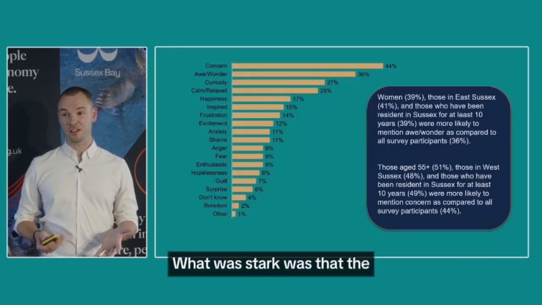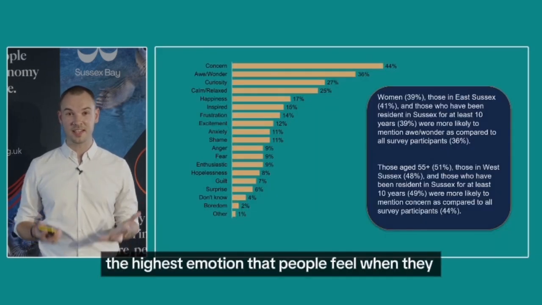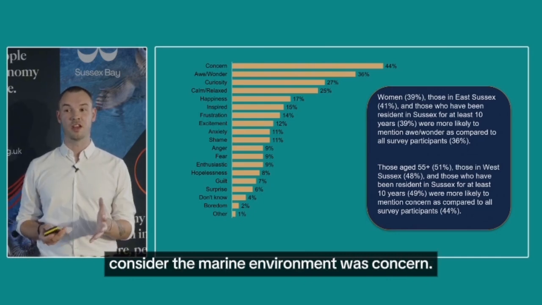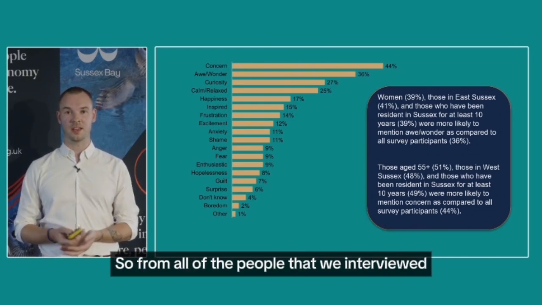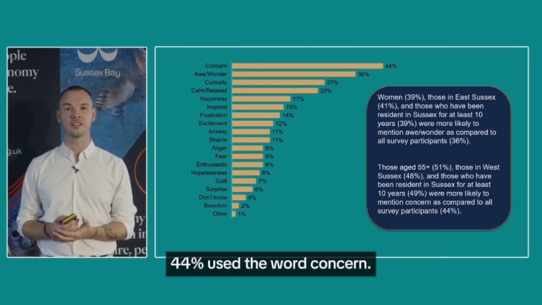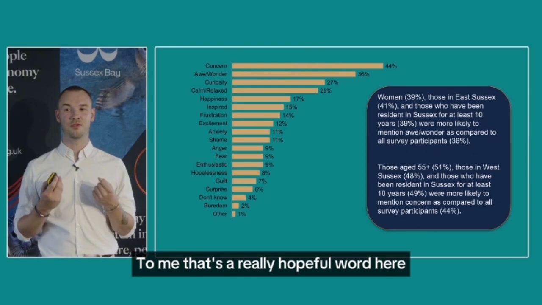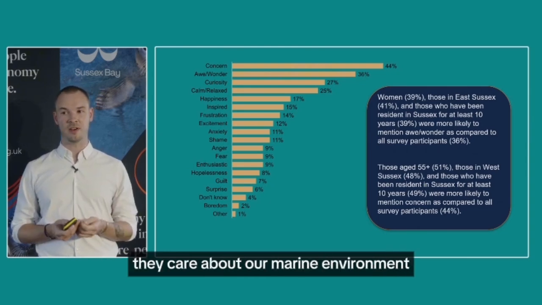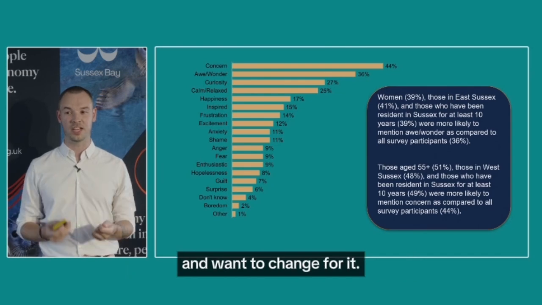What was stark was that the highest emotion that people feel when they consider the marine environment was concern. So from all of the people that we interviewed and surveyed within Sussex, 44% used the word concern. To me, that's a really hopeful word here because it shows that people care. They care about our marine environment, and that means that they are adaptable and want to change for it.